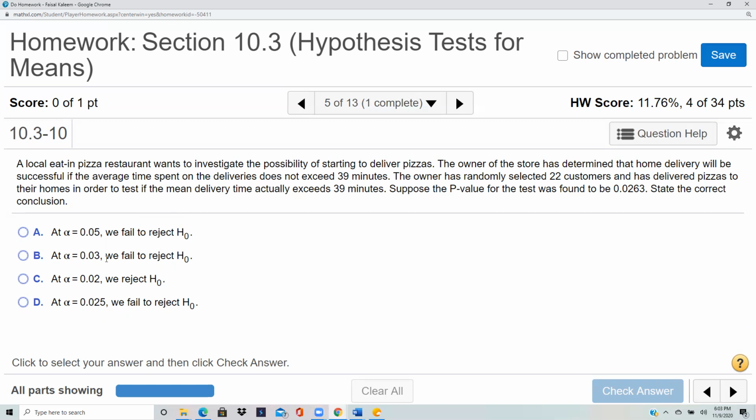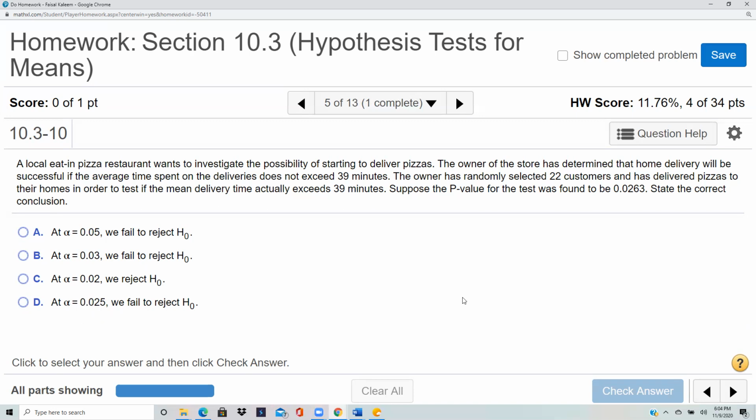Let's go to B. P is 0.0263, which is less than 0.03, so we should reject the null, but they are saying fail to reject. Okay, again wrong. Go to C. Alpha 0.02, so P 0.0263 is bigger than 0.02, so you should fail to reject, but they are saying reject, so that's wrong as well. Let's look at the last one.